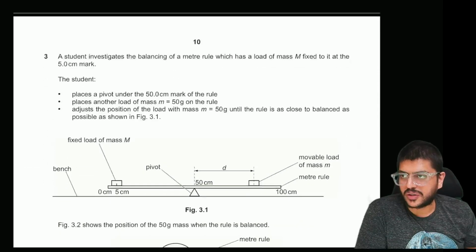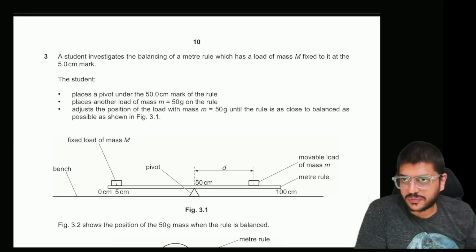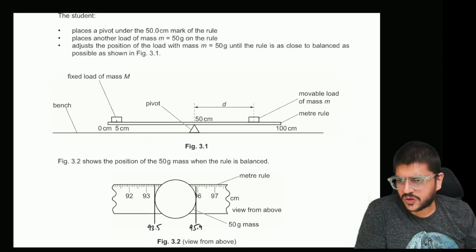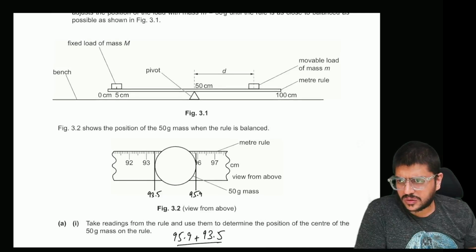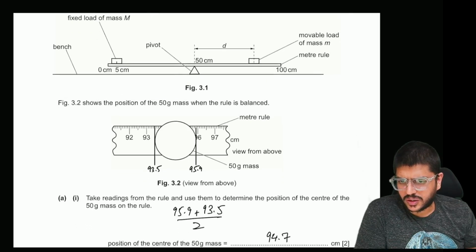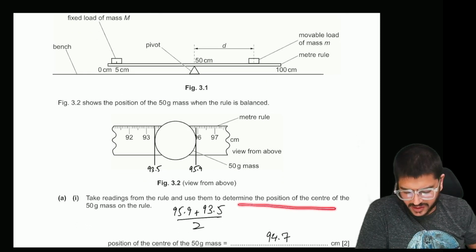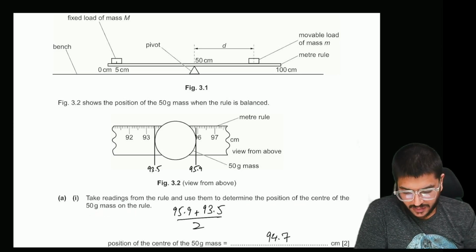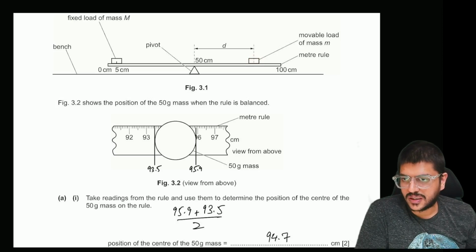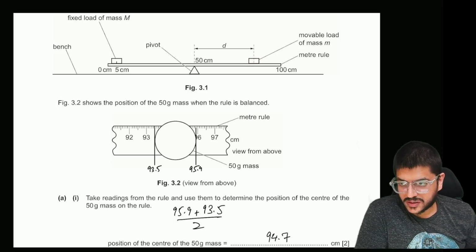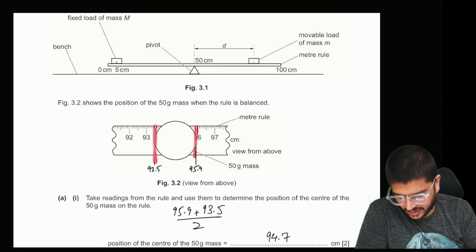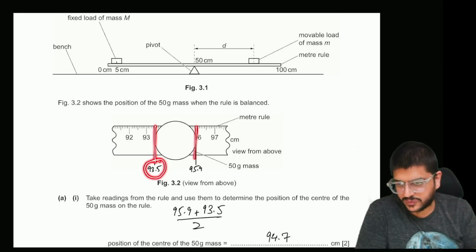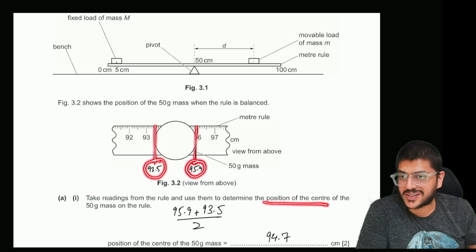The next question. A student investigates the balancing of a meter rule. Very common. How do you find the position of the center of the 50-gram mass on the ruler? This is a 50-gram mass. You want to find out the center of this. So where is it? It's starting from here and ending here. So it's at 93.5 over here. It's at 95.9 over here. You want to find the position of the center.